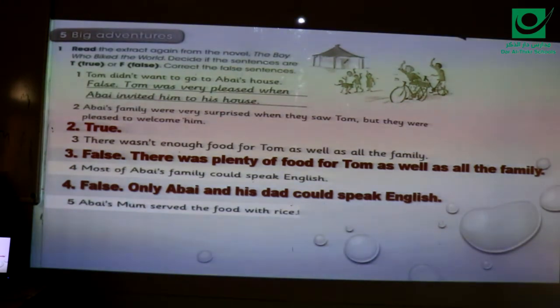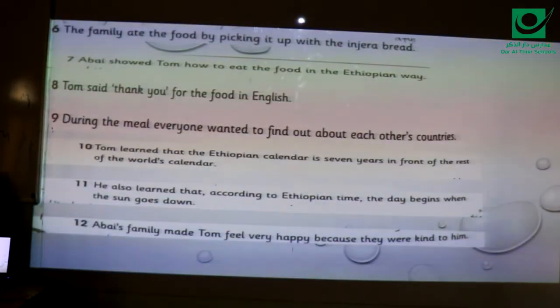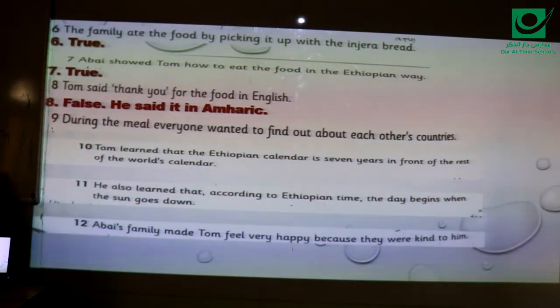Number five, Abai's mom served the food with rice. No, we said with a bread, a kind of bread called injera. Number six, the family ate the food by picking it up with the injera bread. True. Number seven, Abai showed Tom how to eat the food in the Ethiopian way. True. Number eight, Tom said thank you for the food in English. No, he said it in Amharic, and it was the word amesegnalehu.